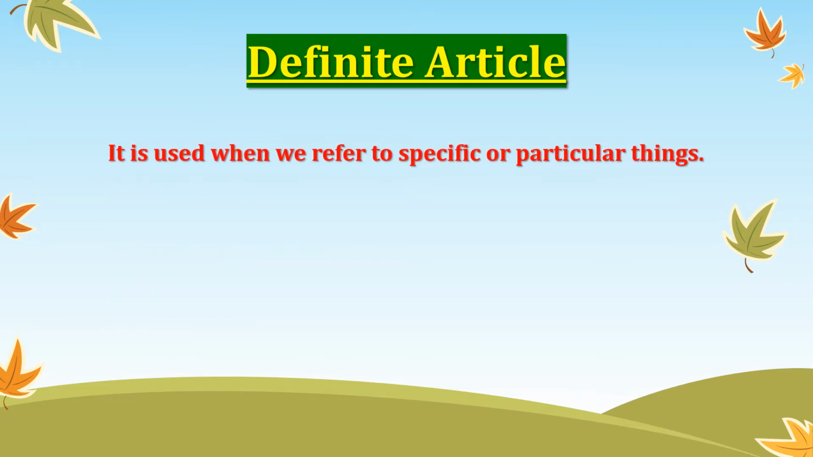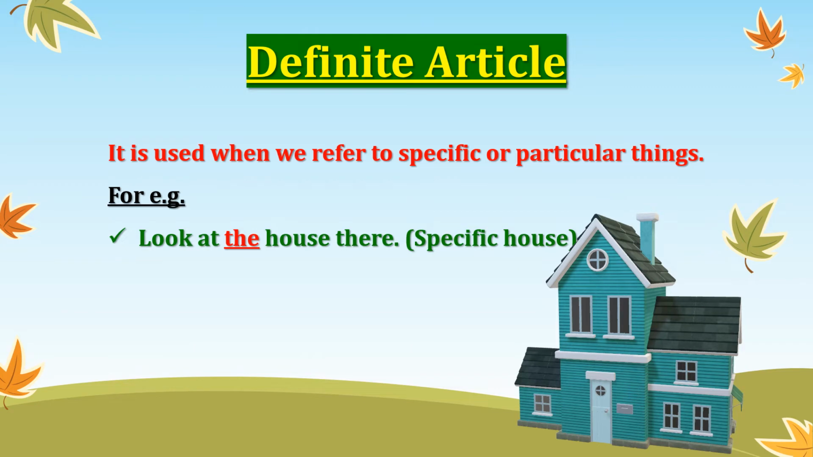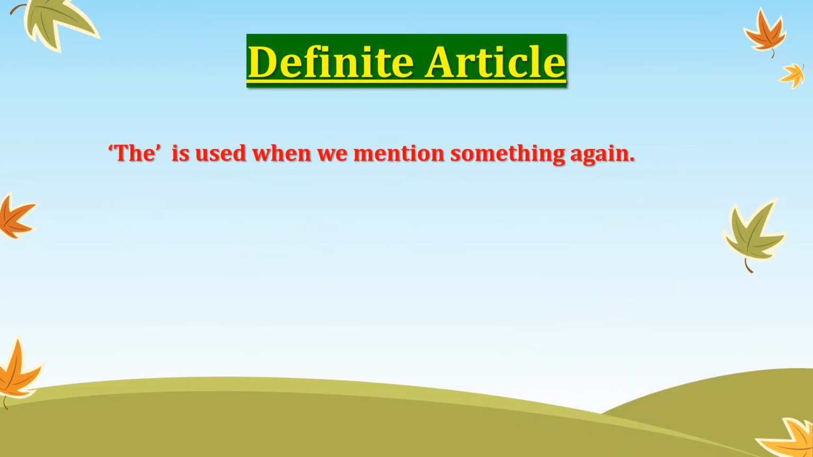It is used when we refer to specific or particular things. For example, look at the house there. Here in this sentence, we are talking about a particular house and not in general. So that is why we have used this article the with house over here, because it is a particular, specific house.